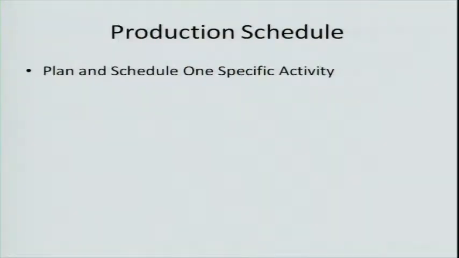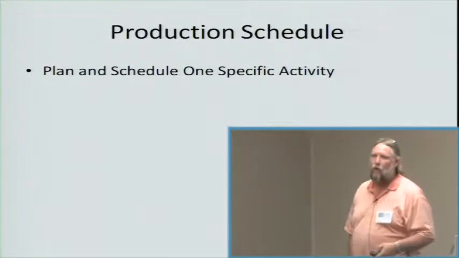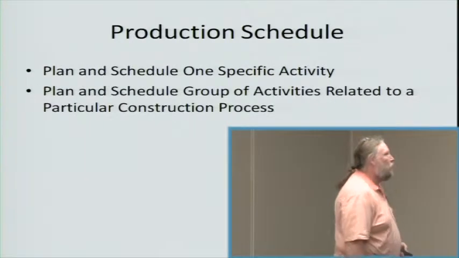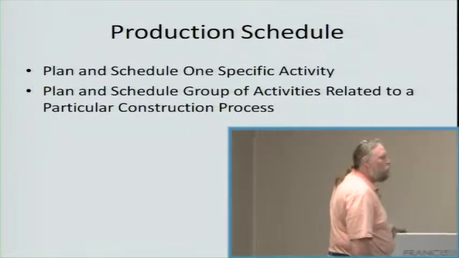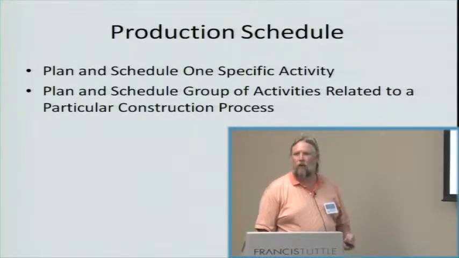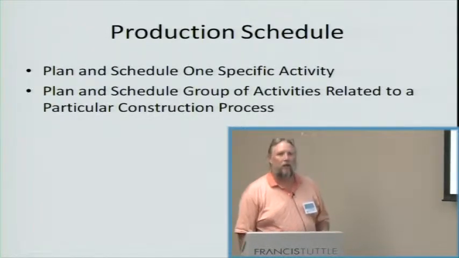Production schedule basically deals with one activity because we're looking at the production. We have a problem with our production rate someplace along the way. We want to make a correction in it. Or we're looking at a particular group of activities, the earthwork section, because we're having problems with that. We don't know where the problem is, but we want to look at that entire group.